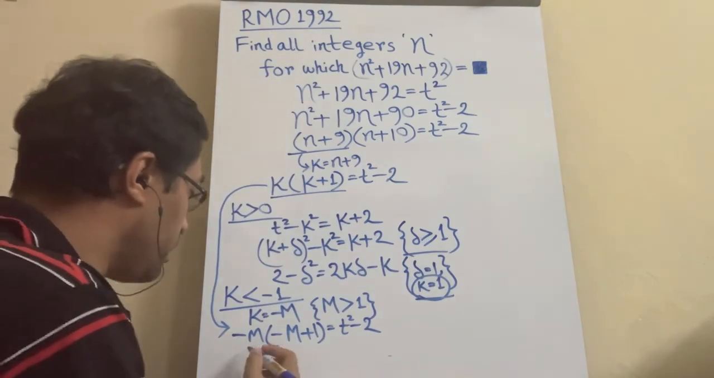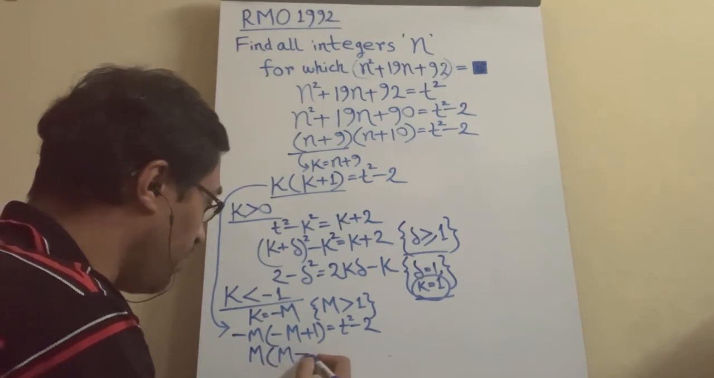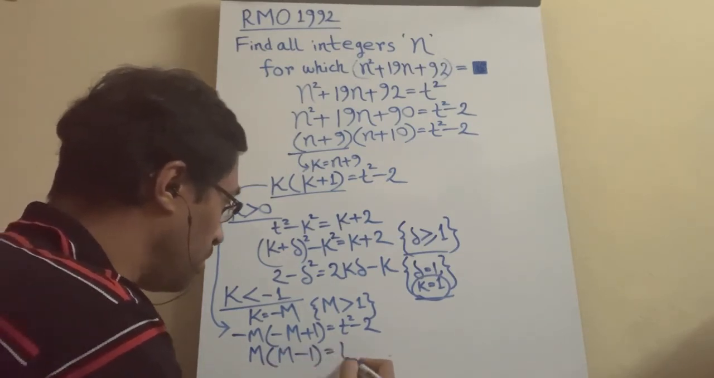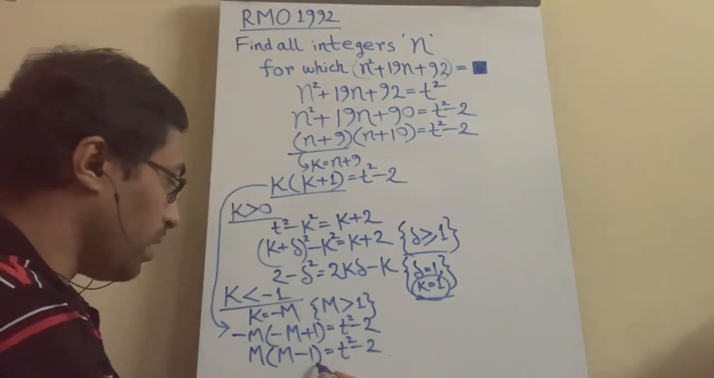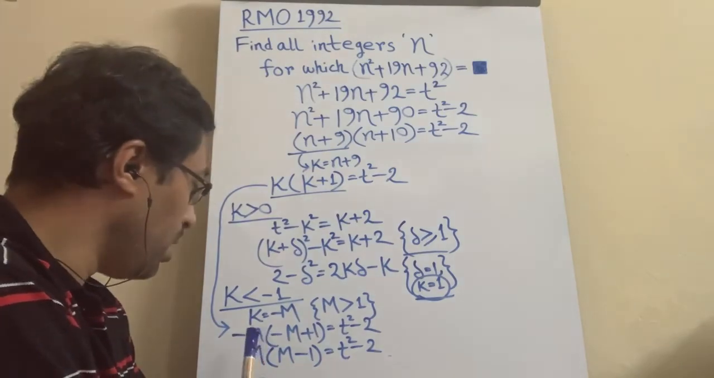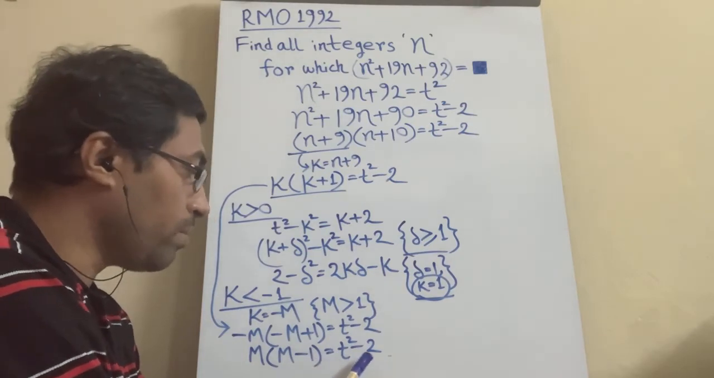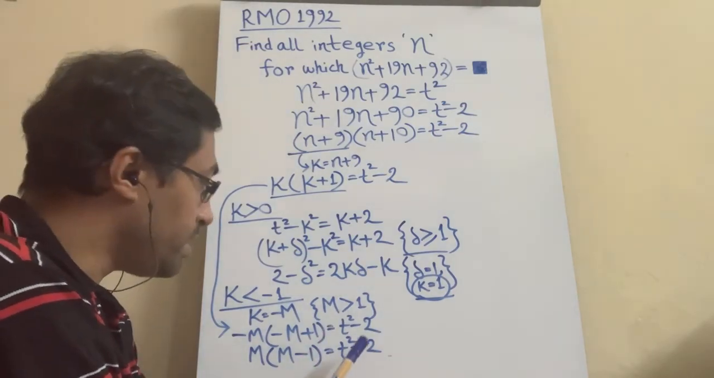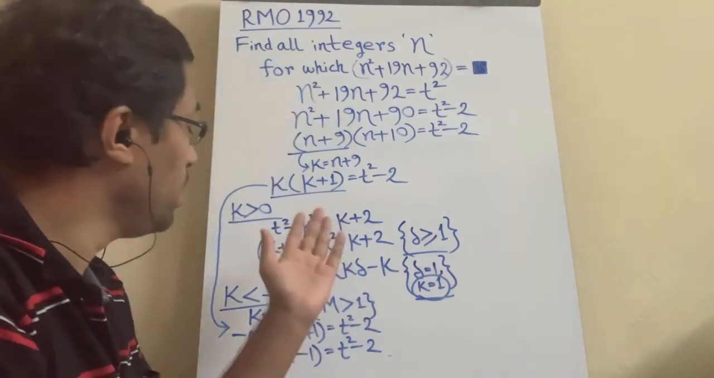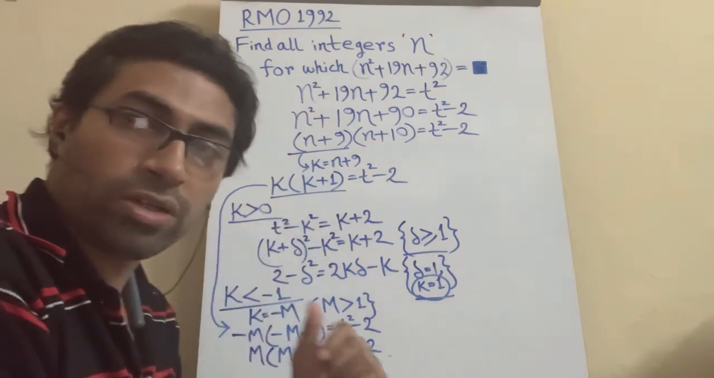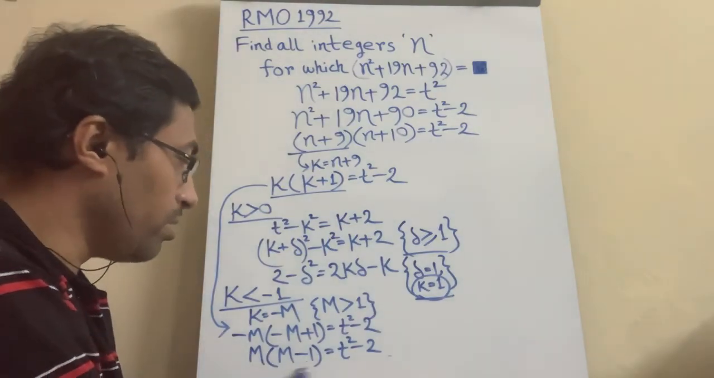So let us flip the signs, and the left hand side will become m into m minus 1 equal to t square minus 2. But what is this? M into m minus 1. This is basically a product of two consecutive positive integers, which is equal to t square minus 2. And this equation is same as the original equation. The original equation was also an equation where we had a product of two consecutive positive integers, which was equal to some perfect square minus 2. And this thing is also the same.